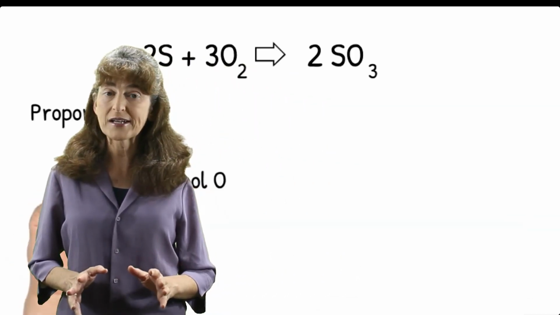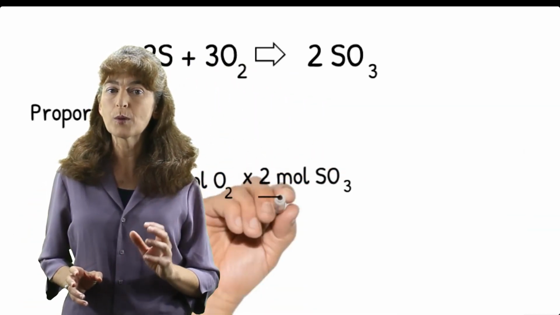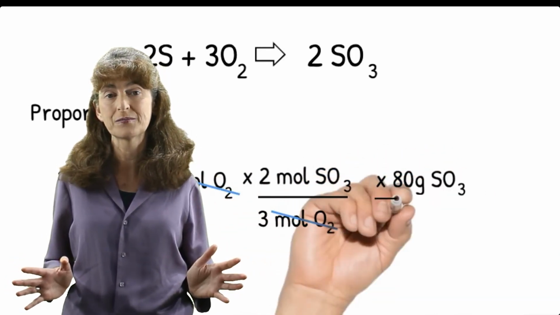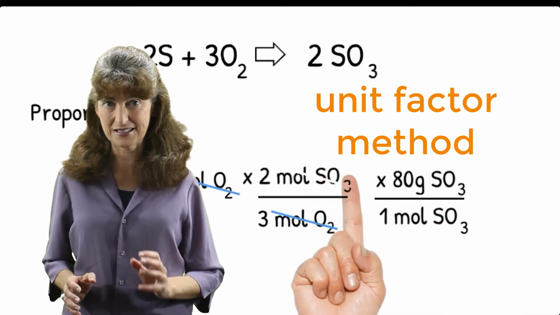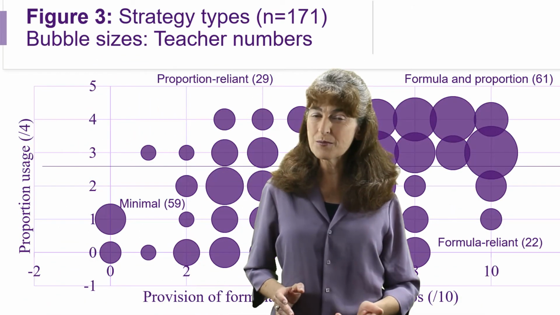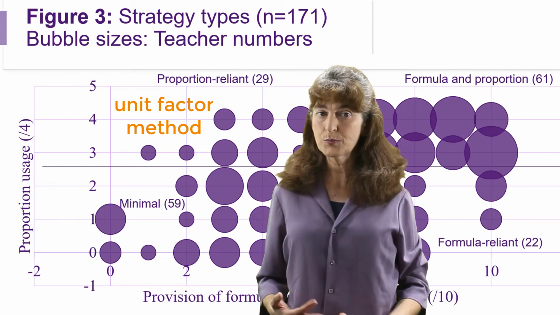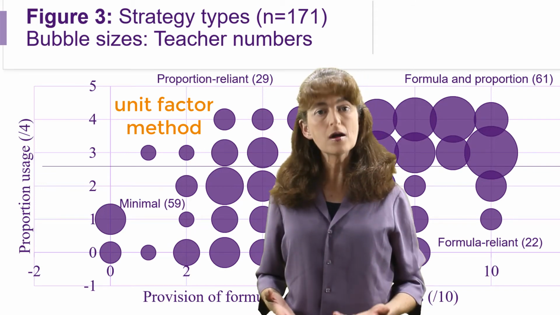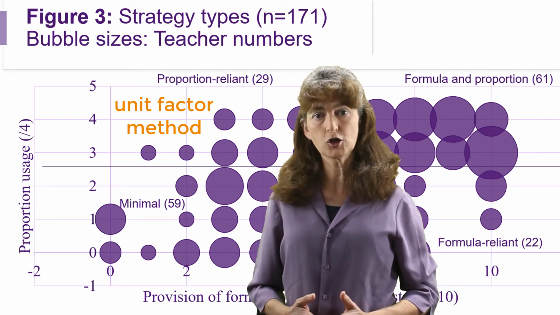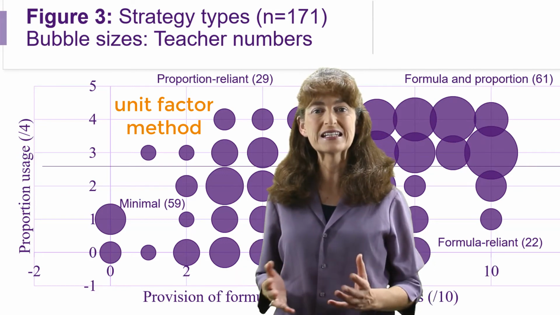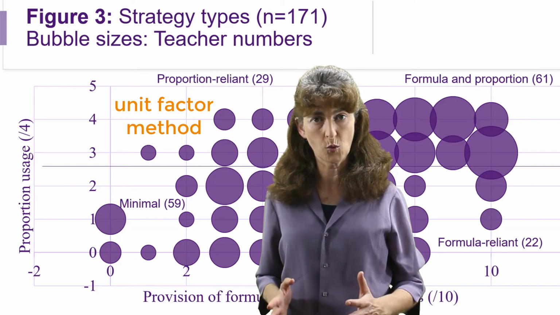In the video abstract, I referred to generic proportion methods, which can do away with the need for formulae. The unit factor method is an example. A person who uses such a method consistently would appear up here in this graph. In the pretest, I only found that 1 of the 171 teachers used the unit factor method, and that 1 didn't even use this method for all 4 questions.